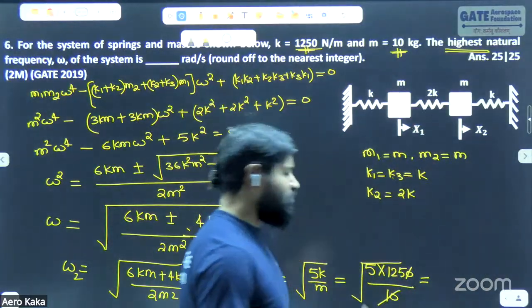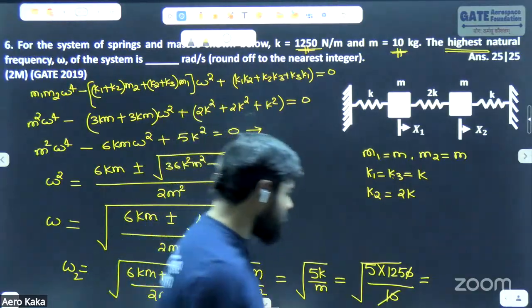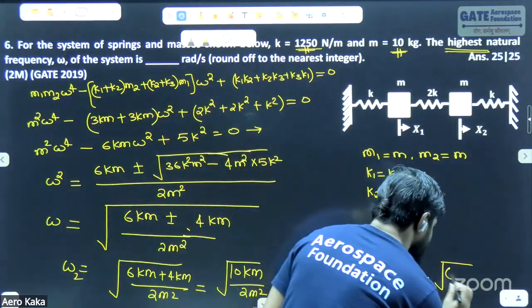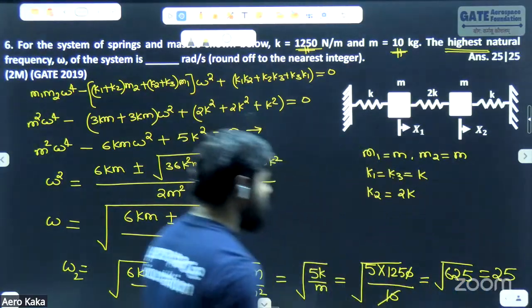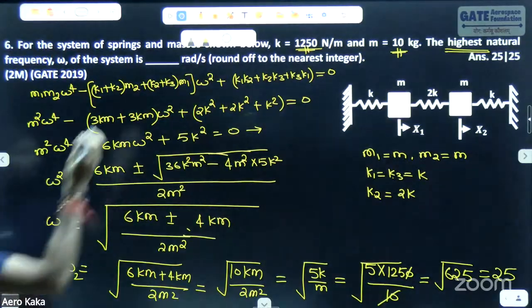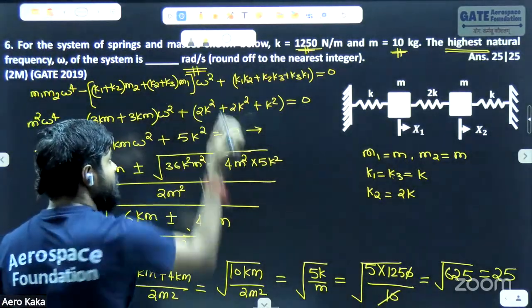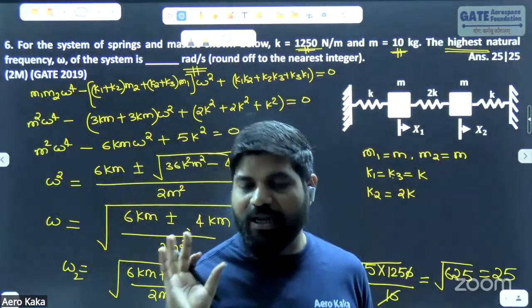625 means 25 into 25 is 625, right? So it's 625, are you getting 25? Please take care, it is in radian per second. If they are asking in hertz, you have to use the formula omega equals 2 pi f. Is that clear?